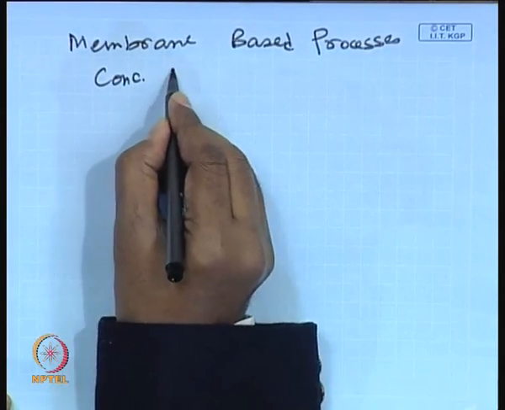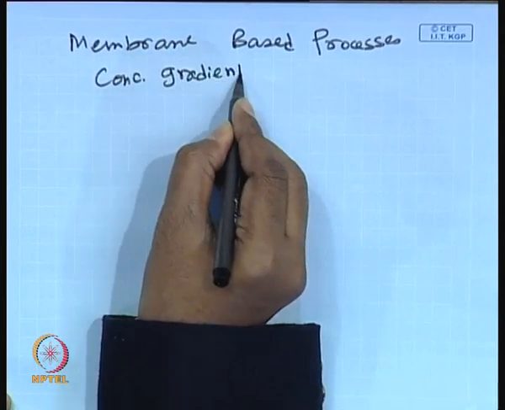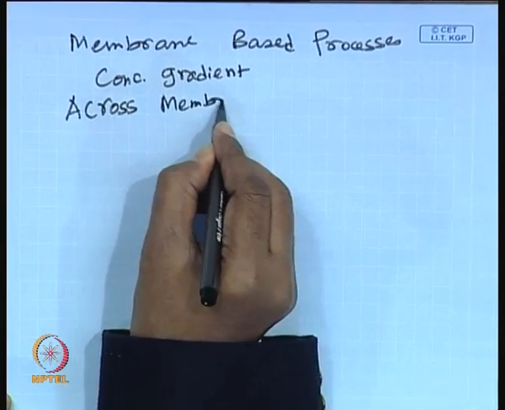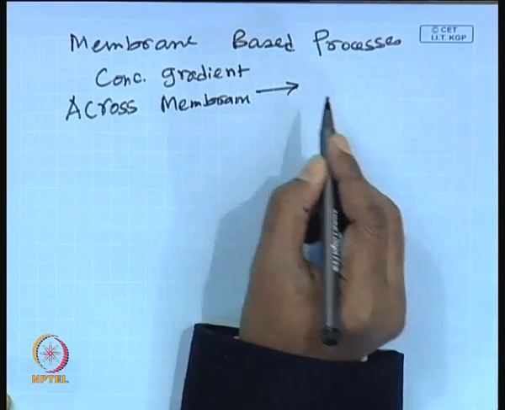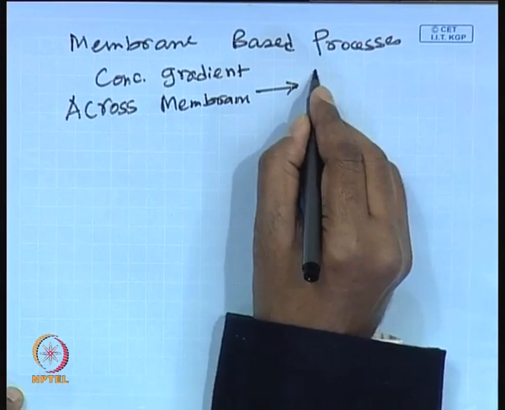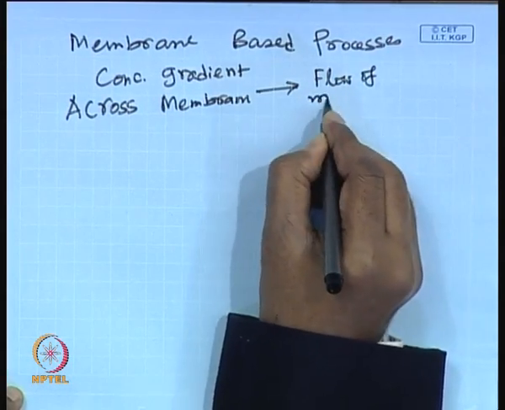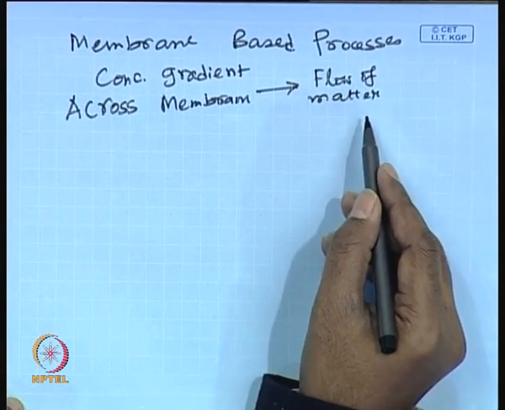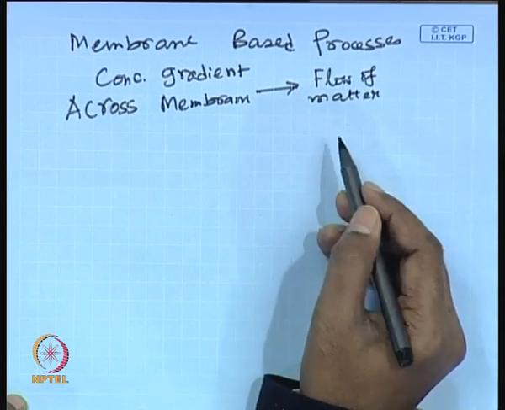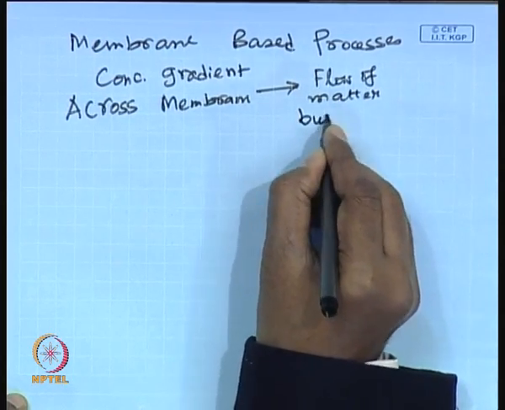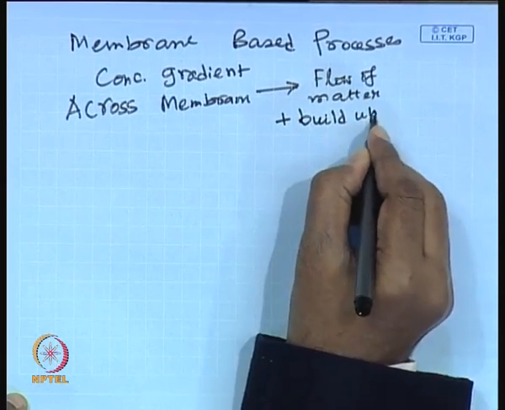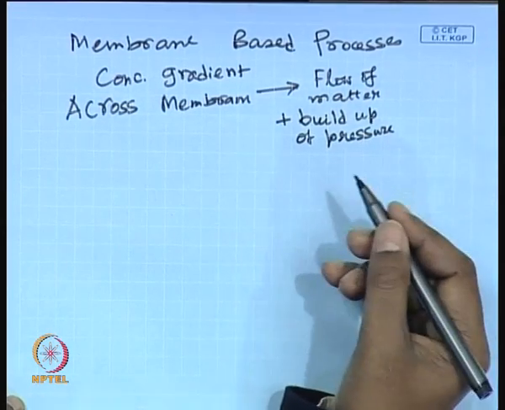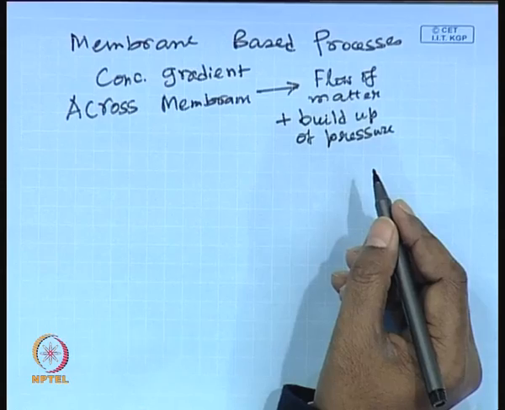Concentration gradient across membrane leads to flow of matter. That is obvious, right? You will be getting a mass flux if there is a concentration gradient, but at the same time it results in a build up of pressure, or there is a difference in pressure, or a pressure gradient will exist.